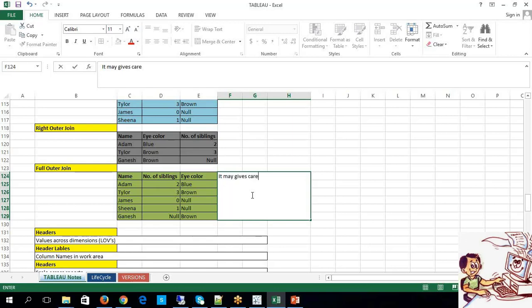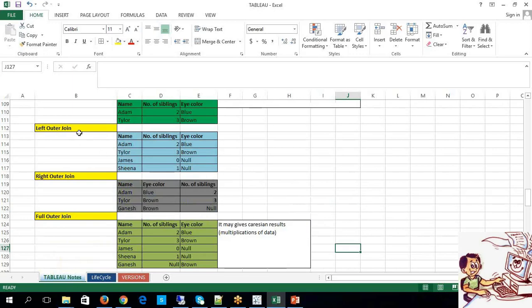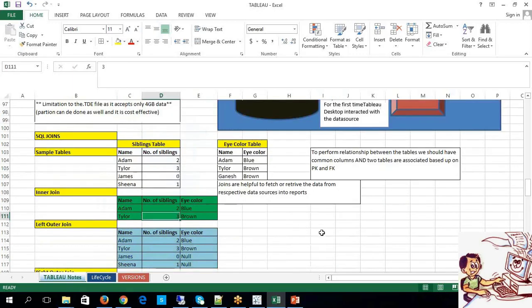Duplicates. Cartesian product. Cartesian results. Nothing but multiplications of the data. Of course, sometimes, based upon the number of rows, you might have multiple values also. But most of the time you have Cartesian results. So that is the reason we mostly won't use full outer join. But if the situation demands, definitely we'll use it in a specific way. But in most cases we'll be using left, right, and inner joins.